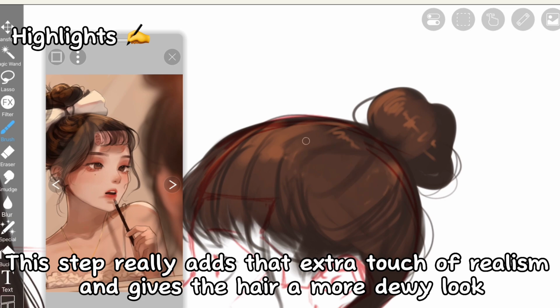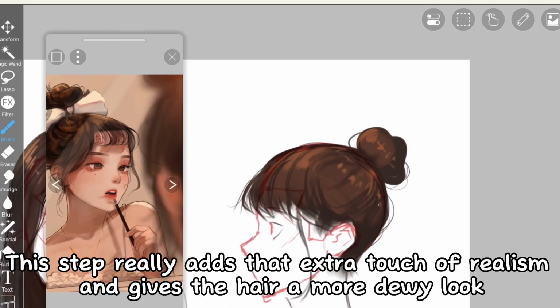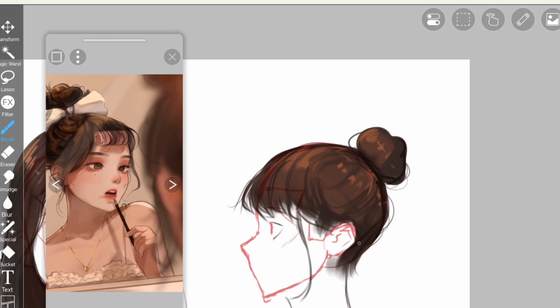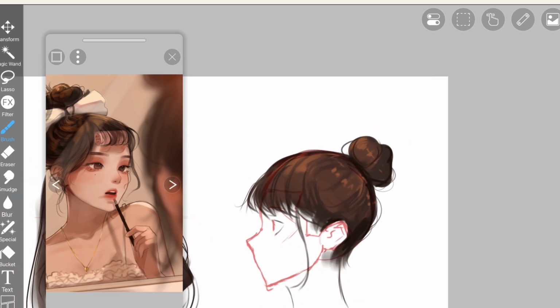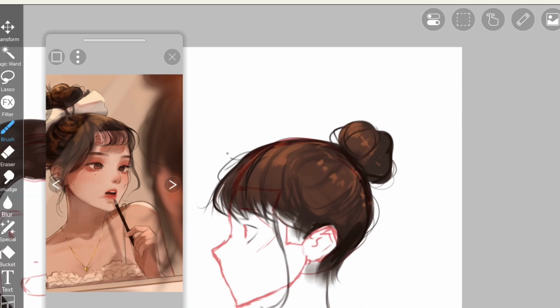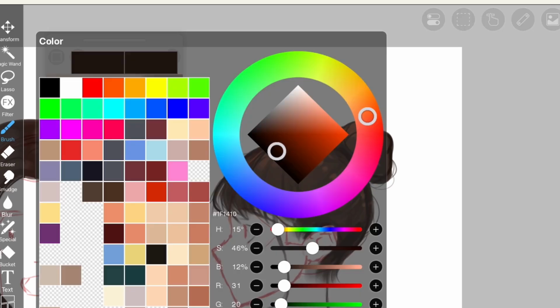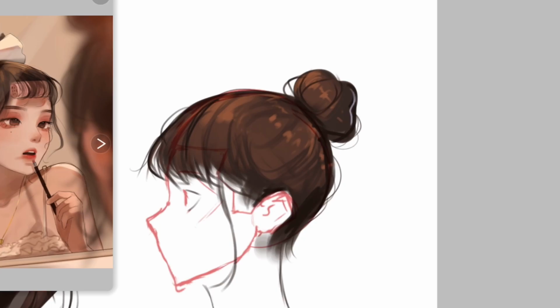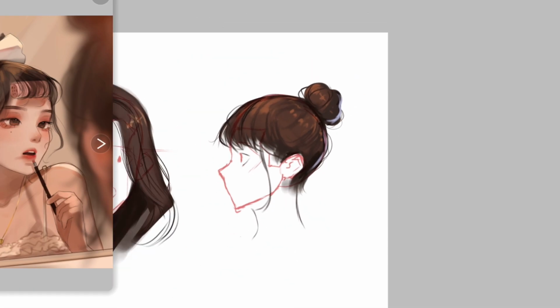This step really adds that extra touch of realism and gives the hair a more dewy look. And now I'm just adding some ambient light at the back of the hair to make it look more interesting.